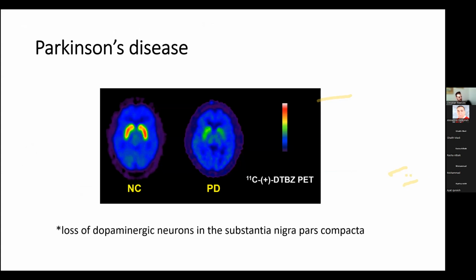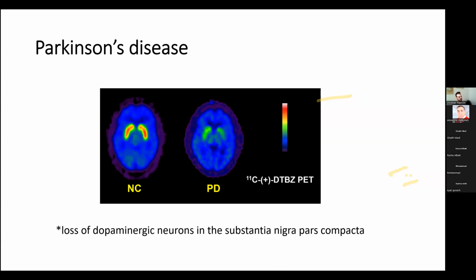The main reason for these symptoms is a loss of dopaminergic neurons in the substantia nigra pars compacta, specific nuclei in our brain. And as you can see, this is positron emission tomography, or PET, and with a radioactive marker, we can mark the presence of dopaminergic neurons. On the left, you have the normal conditions of controls, and the density of dopaminergic neurons is very high. It's represented in red.